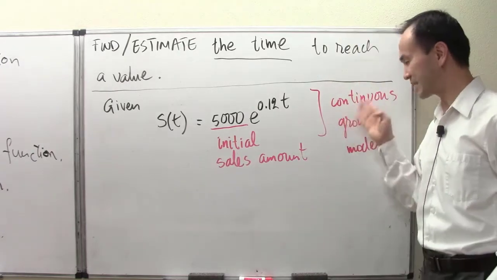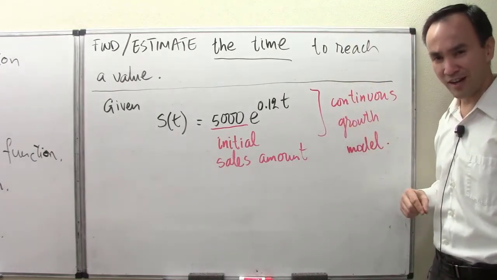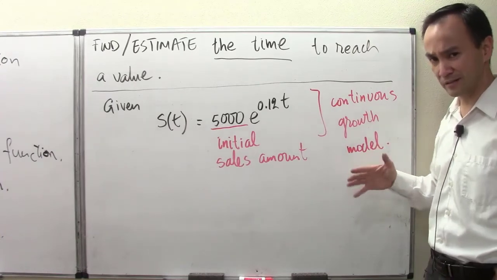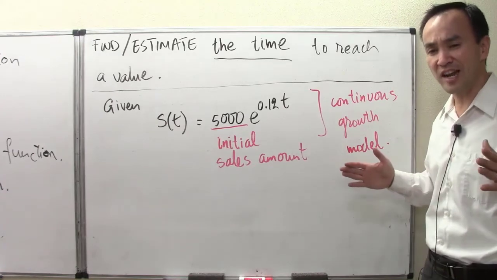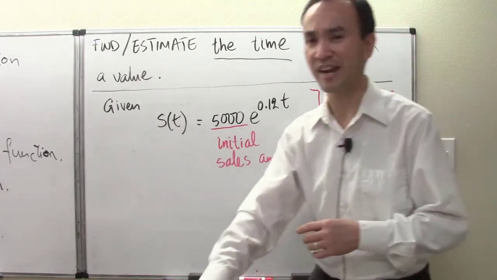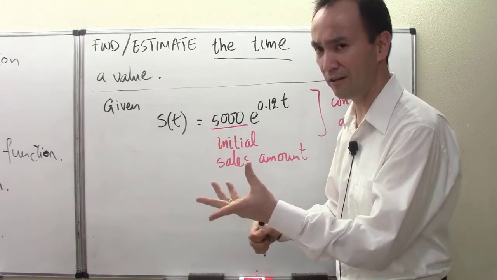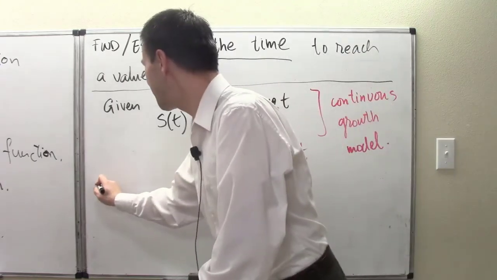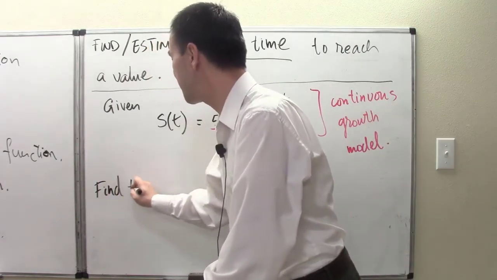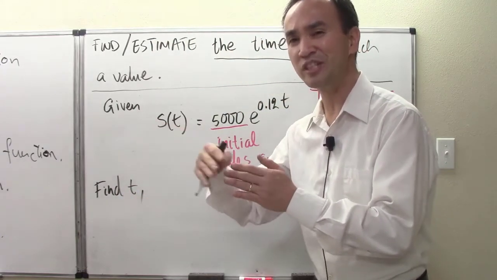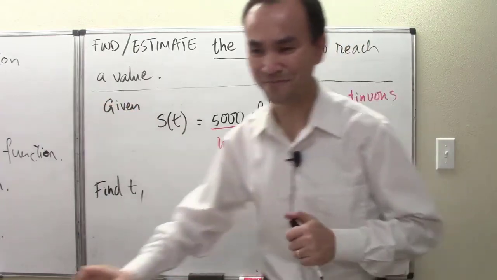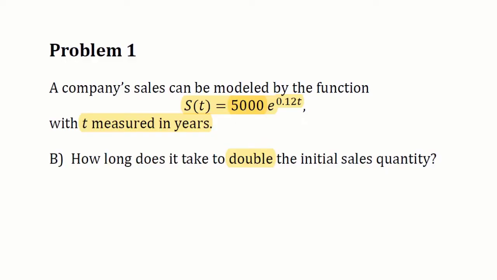And yes, this is a continuous growth model. Because the sales quantity is growing, the question is asking how long does it take? We want to find the value of t. The question was asking how long does it take to double the initial sales quantity. Again, one more time, let me show that on the computer screen right here. How long does it take to double the initial sales quantity?